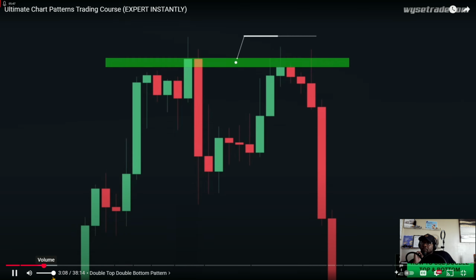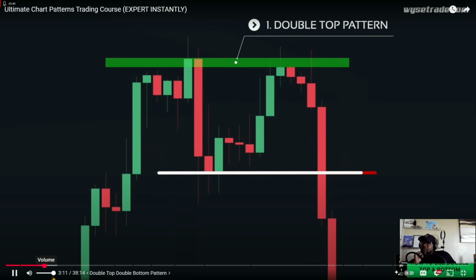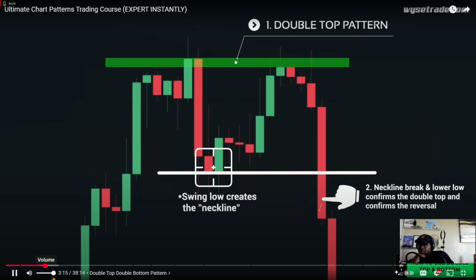So you first have your double top pattern that forms a neckline here because of the recent swing low. Now, once price breaks the neckline and makes a lower low, you would take a breakout entry short, as the reversal and trend change is now confirmed.